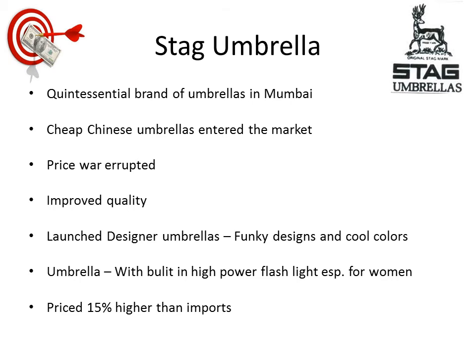So instead of that, they decided to rework the pricing strategy and use a value-added pricing strategy. They improved the quality of the umbrella. They improved the design. They came up with funky designs, cool colors, and made the umbrella fashionable. They added power flashlights and a lot of other features. And once they had improved the value and saw that the customer was ready to pay for that value, they priced their umbrellas at a minimum of 15% higher than the imports. Stag umbrella is still a well-known success story, which fought off the cheaper products in the market.